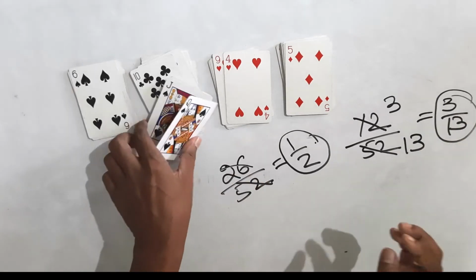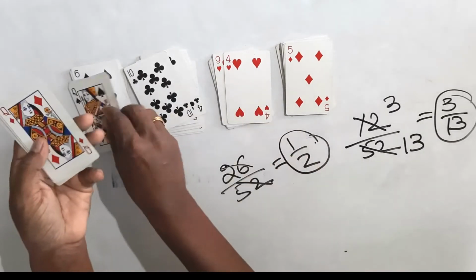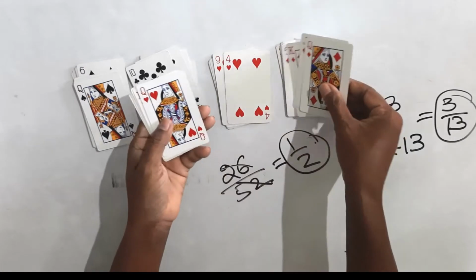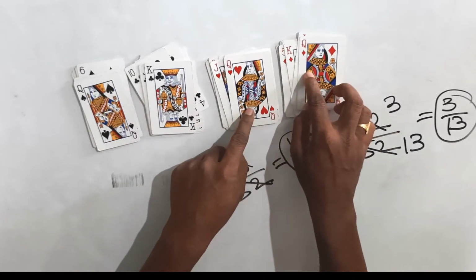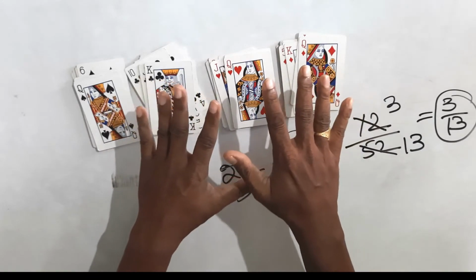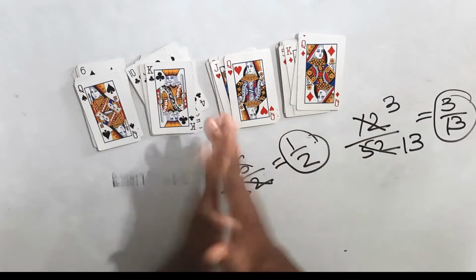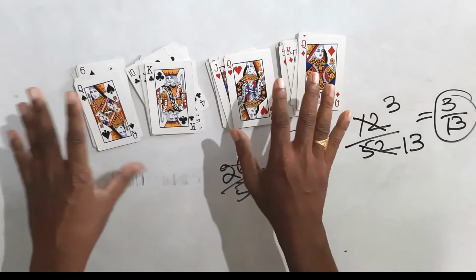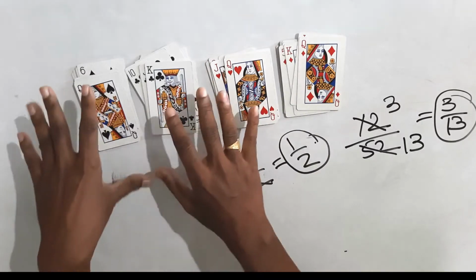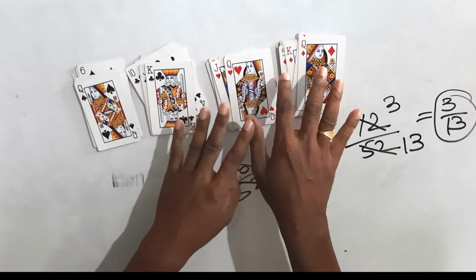Similarly, if a question is asked, what is the probability of getting a red face card, then how many red face cards are there? 3 here and 3 here, so a total of 6 face cards. So 6 by 52 is your answer. Similarly, if a similar question is asked about black cards, then you can also answer it. It is very similar to the red one.